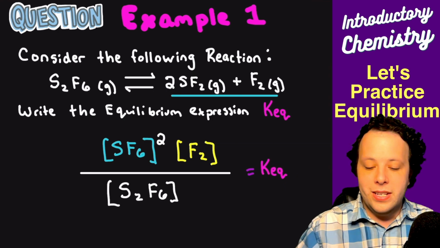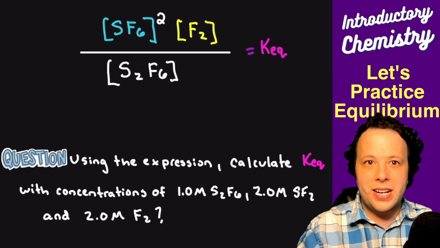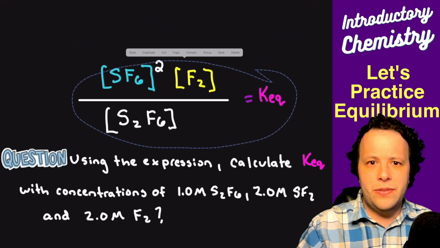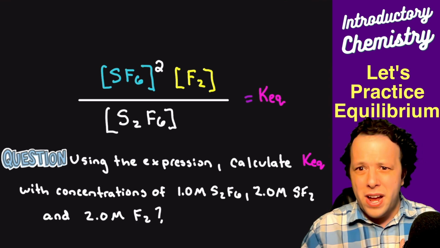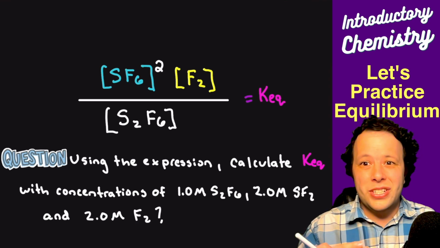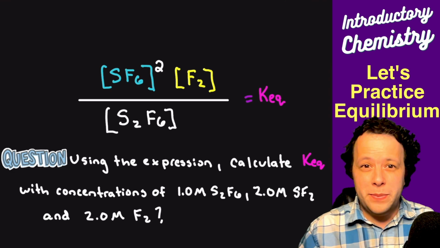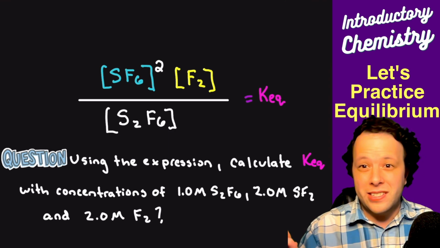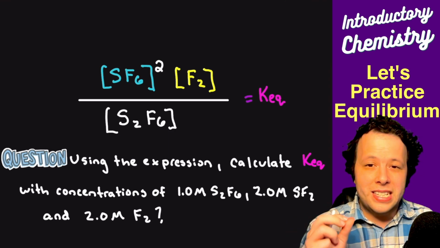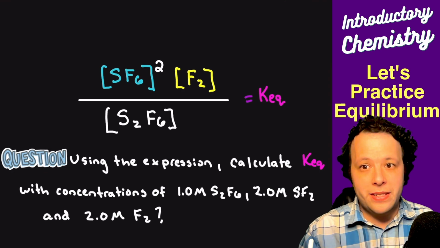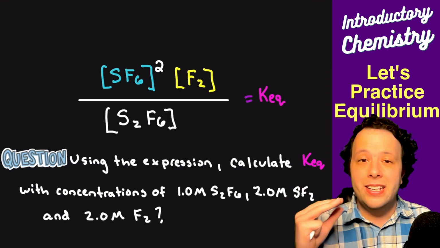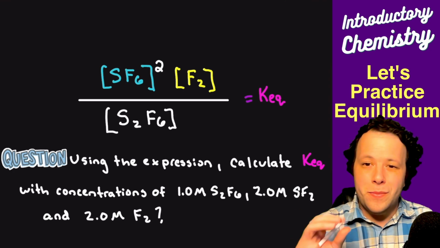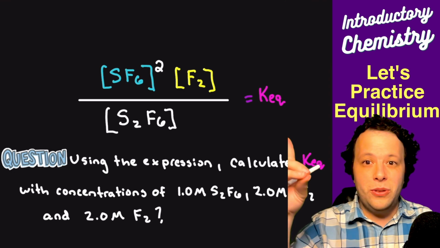Now, when you have this expression, one of the most common types of things that you will have to do is use it to try to define and to work around how the formula exactly works. So for this particular problem, what we are going to be doing is using the expression to calculate KEQ using the following concentrations. Now, one of the things that's very frustrating about these problems is it's very easy to accidentally get the formula incorrect. So you want to make sure you double check your work. Remember, solids and liquids are never included in that formula.